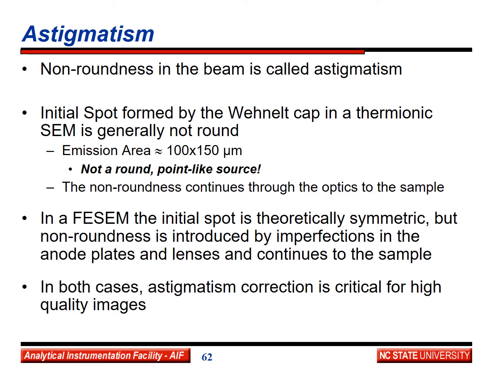In a field emission SEM, the initial spot size is theoretically symmetric, but non-roundness is introduced by imperfections in the anode plates and lenses and continues to the sample. In both cases, astigmatism correction is critical for high-quality images.